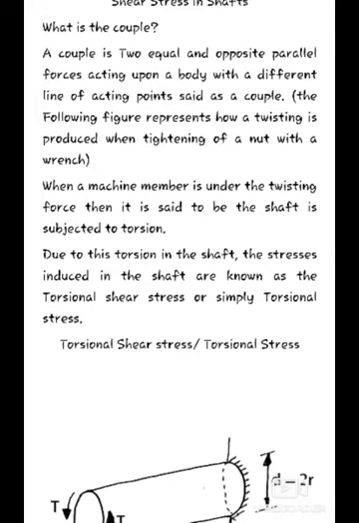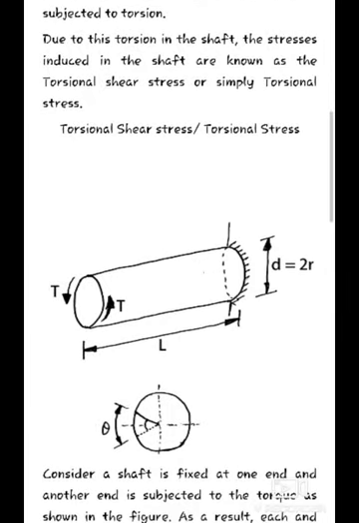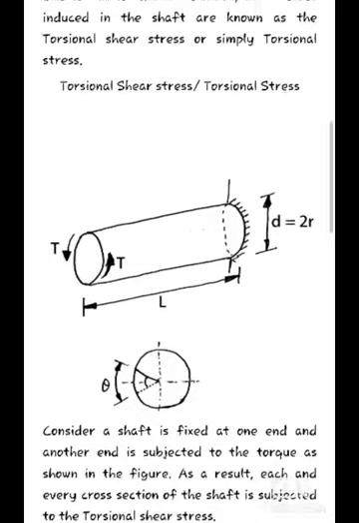When a machine member is under the twisting force, then the shaft is said to be subject to torsion. Due to this torsion in the shaft, the stresses induced in the shaft are known as the torsional shear stress or simply torsional stress. So here's the figure.